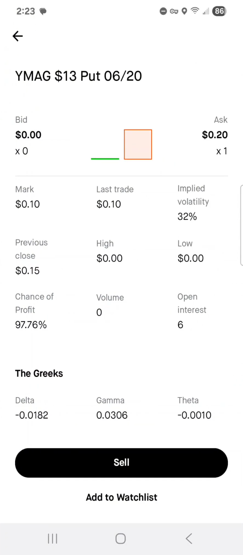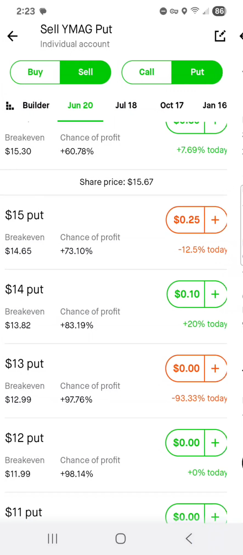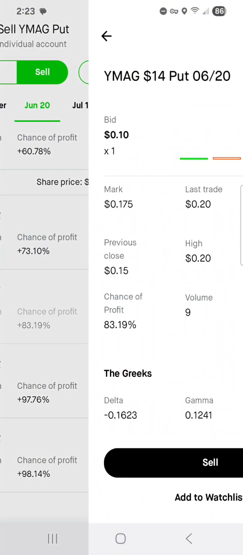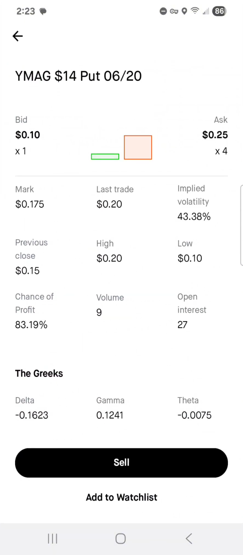Okay, you can see volume is 0, so no trades made. Open interest, we got 6 people out there who want to get into or out of this option. So it's very low. What about the $14 put? Okay, this one actually has some volume and it's trading. You can see that last one traded at $20. Our bid is at $10 and our ask is at $25. So maybe I can sell a put for, let's call it 20 cents.